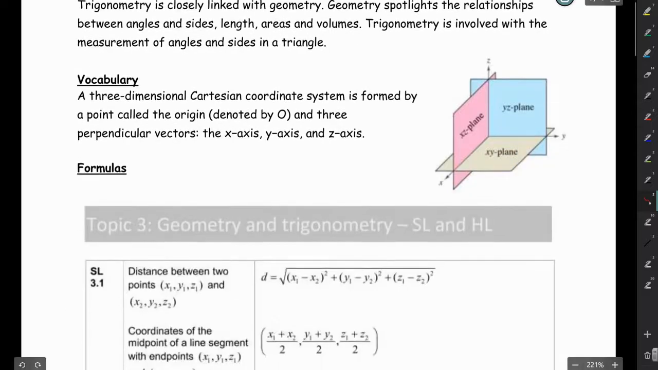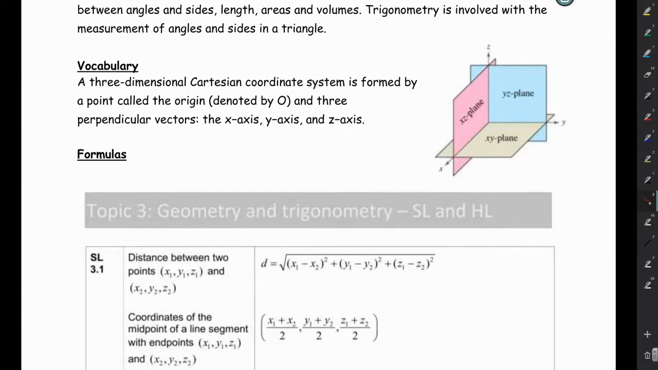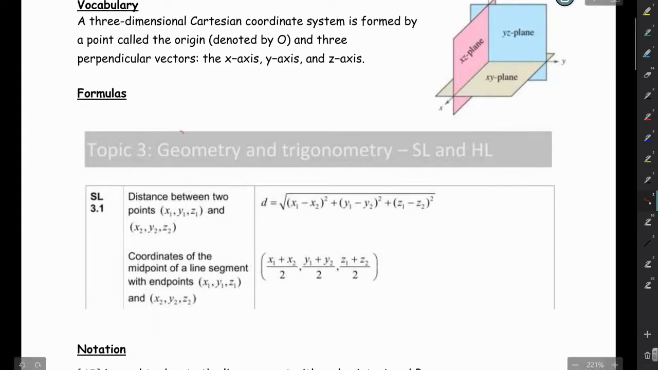Now, primarily what we're doing in this lesson is using formulas that you should have already seen in the past. And all of the formulas are in the formula booklet. So just as a reminder, if you go to your formula booklet and you look at topic 3, you'll see that there is the distance formula in a three-dimensional coordinate plane. There's also the midpoint formula in a three-dimensional coordinate plane.